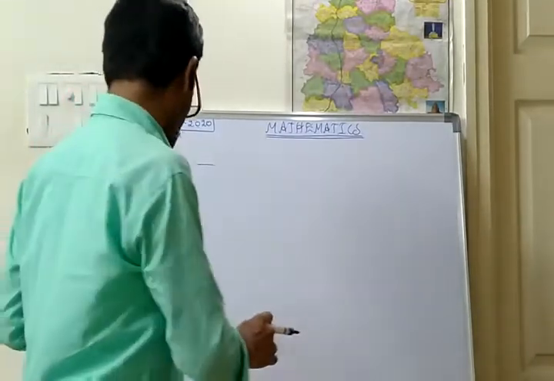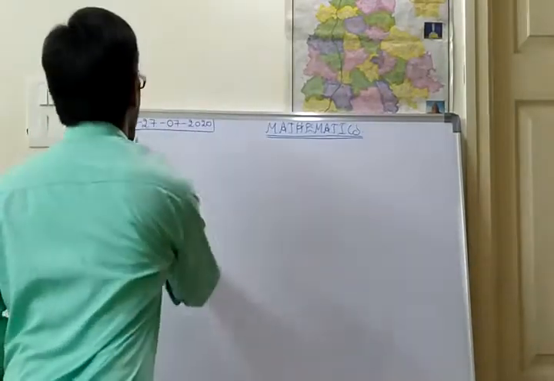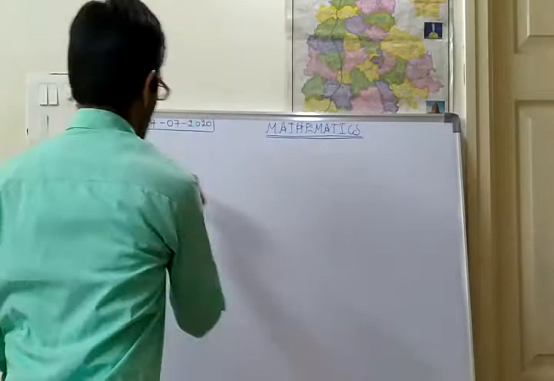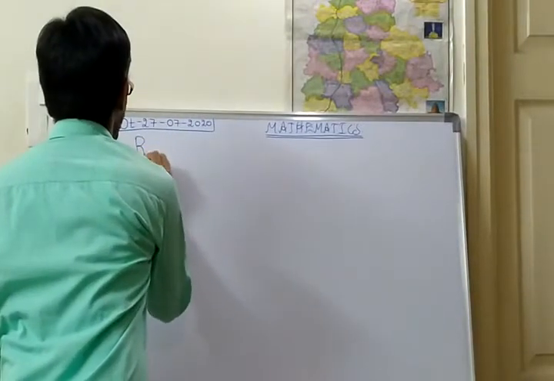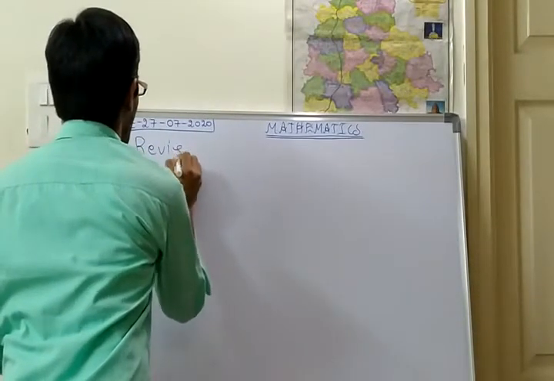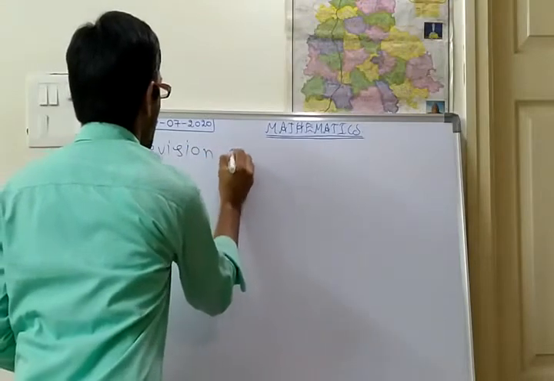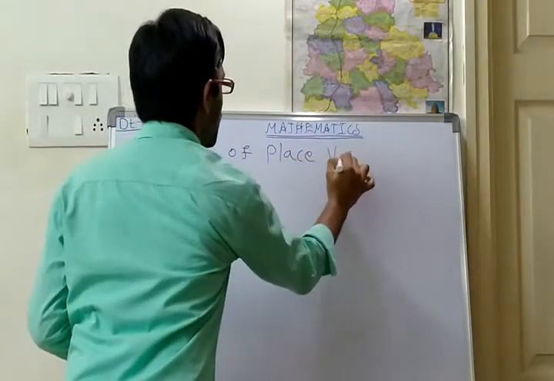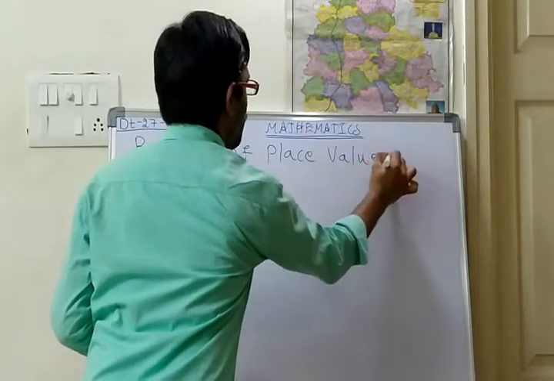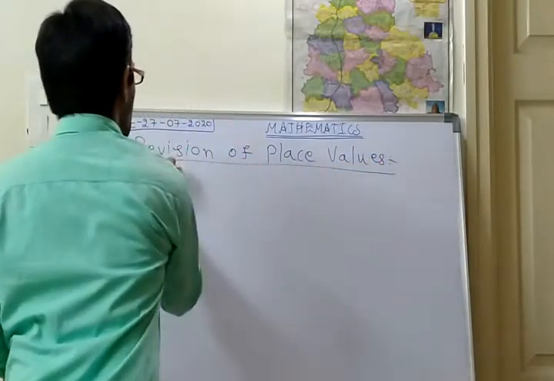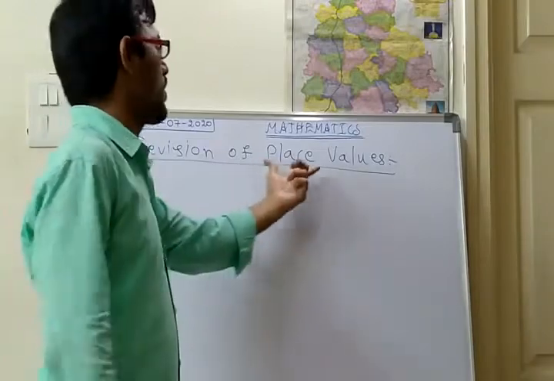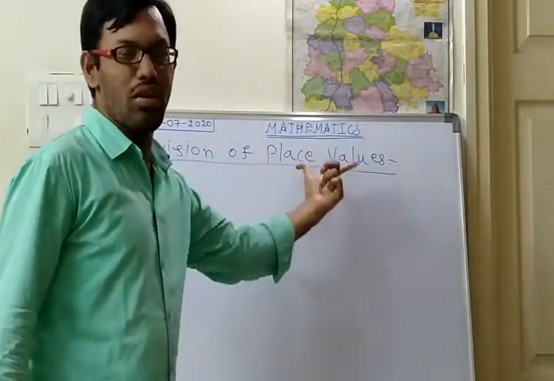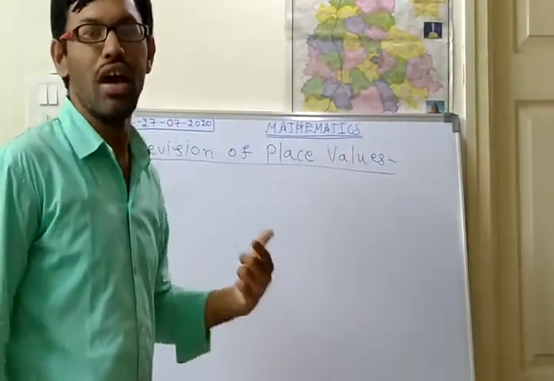We shall see this in this class. So today's topic is revision of place values. So first of all, what are place values? What are the places we have to identify?